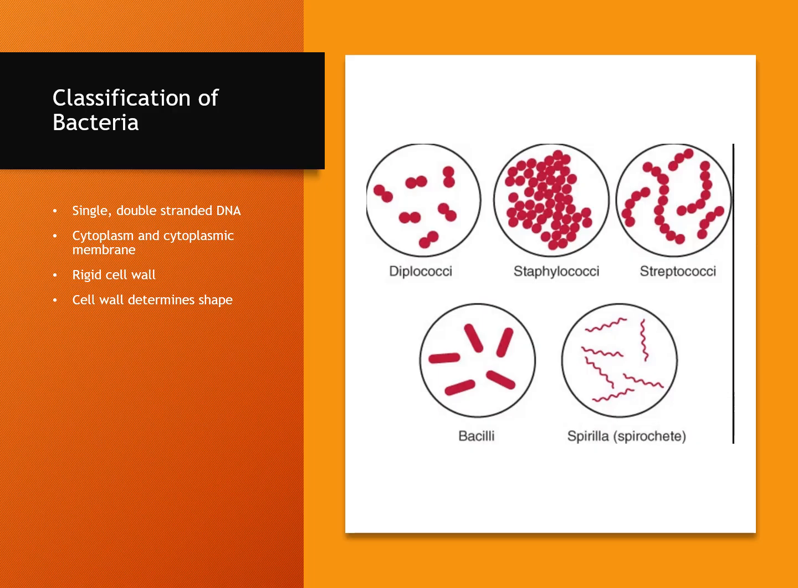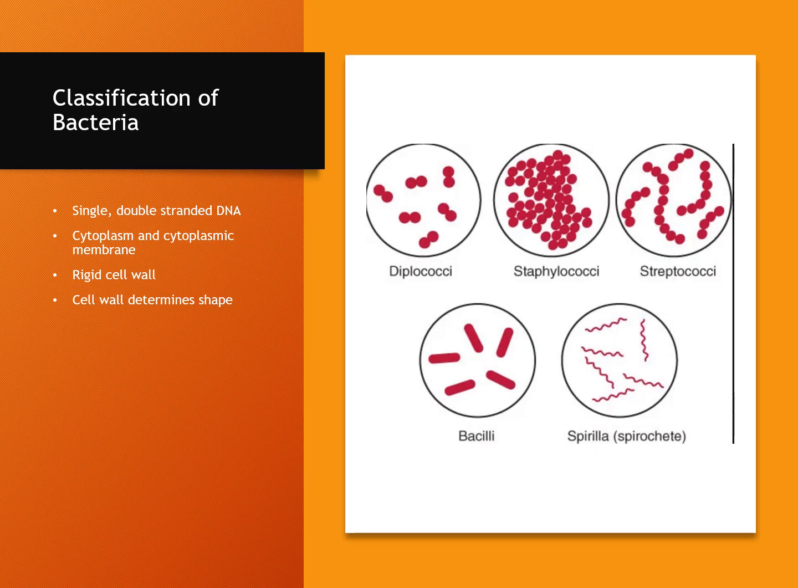Bacteria are classified by several different mechanisms. Sometimes we classify them by whether they are single or double-stranded DNA. We will classify them based on their cytoplasm and cytoplasmic membranes, the type of cell wall that they have. And the cell wall often determines the shape. So you can see in the picture there are a lot of different shapes of bacteria, and we often use that to, again, classify them. Because their appearance is really how we determine what kind of infection someone is dealing with, and that in turn will often drive the choice of treatments like antibiotics.